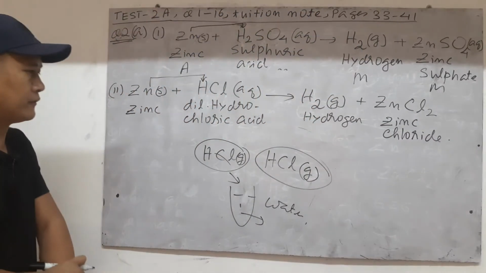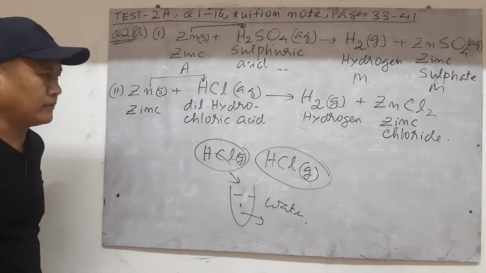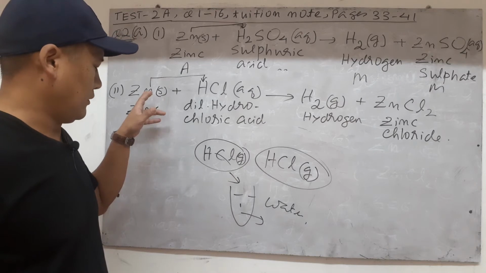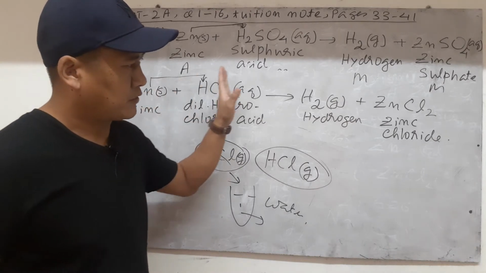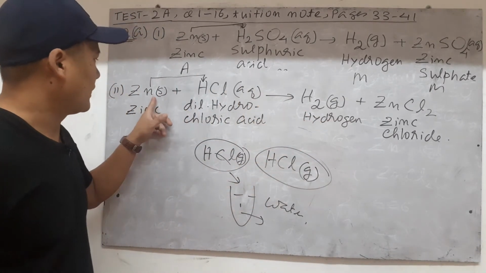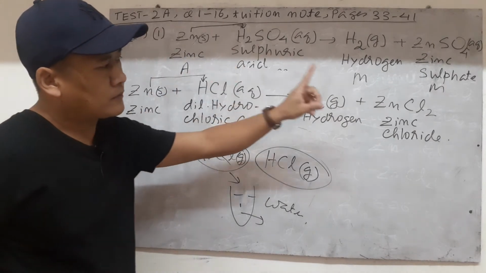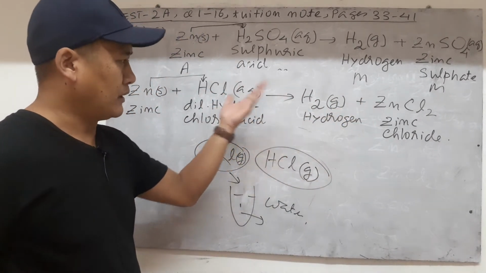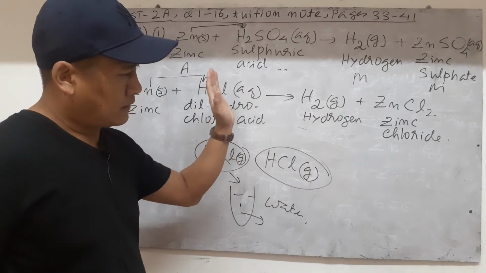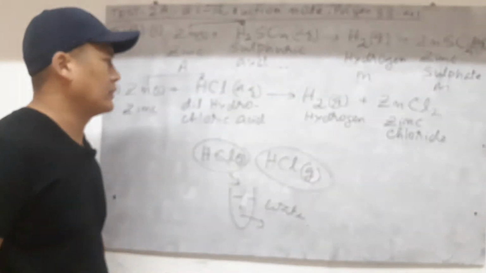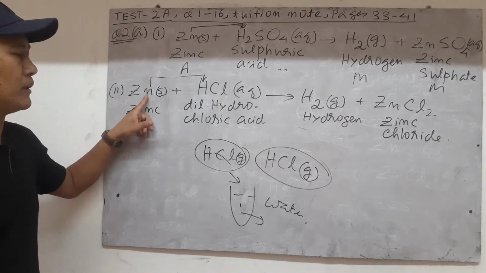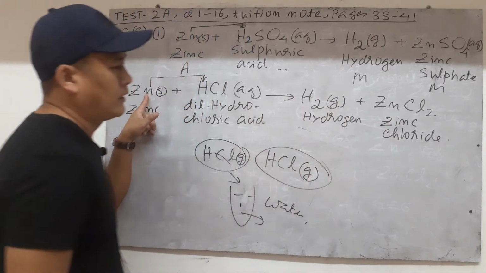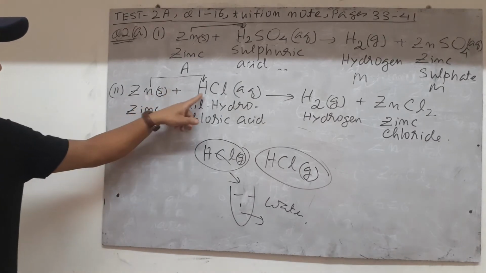So we need to check it for whether it's balanced or not. Balanced means the number of each atom on the left should be equal to the number of atoms on the right, meaning the number of zinc atoms on the left should be equal to the number of zinc atoms on the right. Likewise, for every atom, the numbers should be equal on the right. So at the back no number, so 1 zinc atom, here also 1. So far balanced.